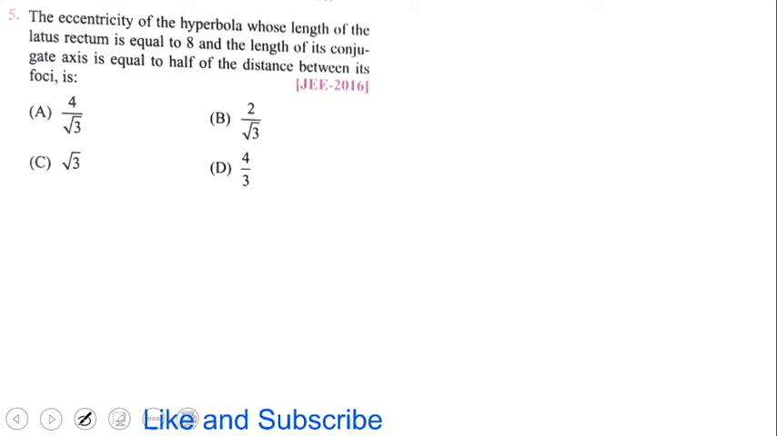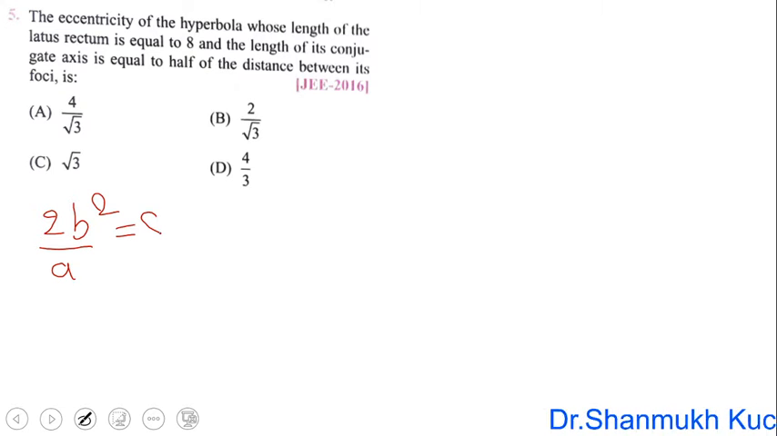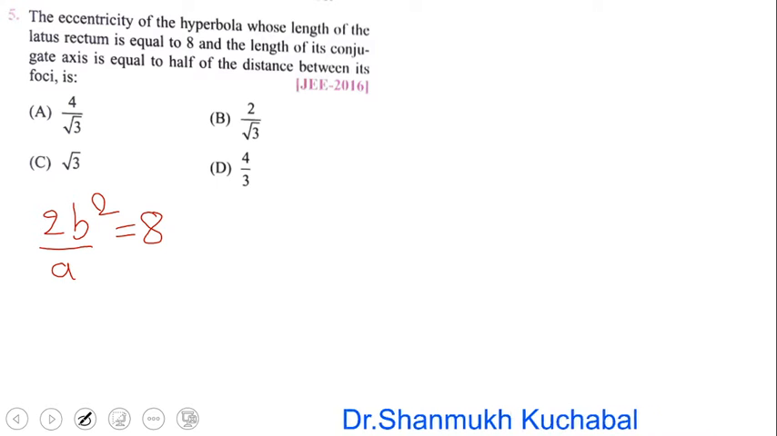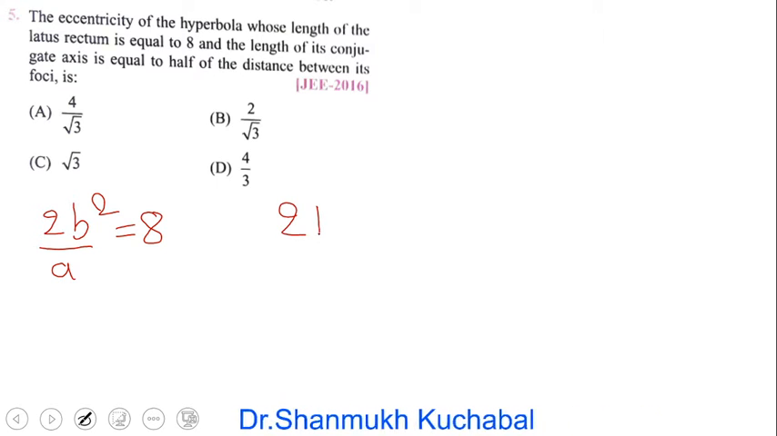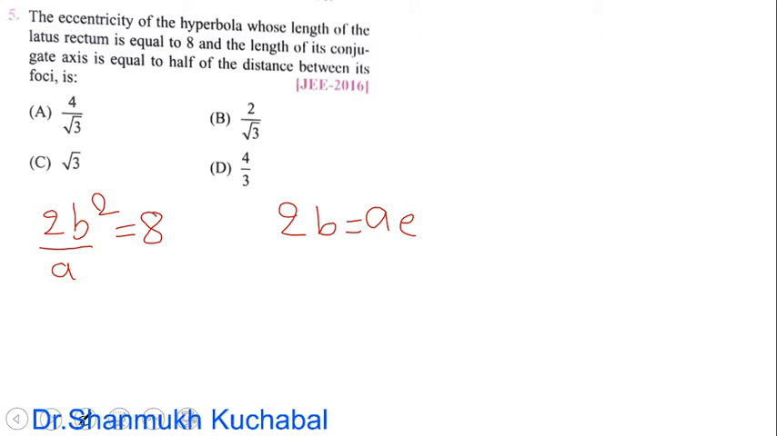Length of the latus rectum is equal to 8, so it is given by the formula 2b square divided by a equal to 8. And also we have the information 2b equal to ae, since the length of the conjugate axis is equal to half of the distance between the foci. The foci distance is 2ae, so half means the 2 gets cancelled, and we can take ae.